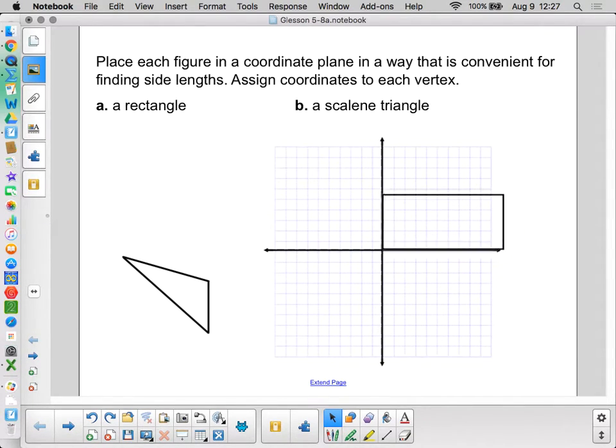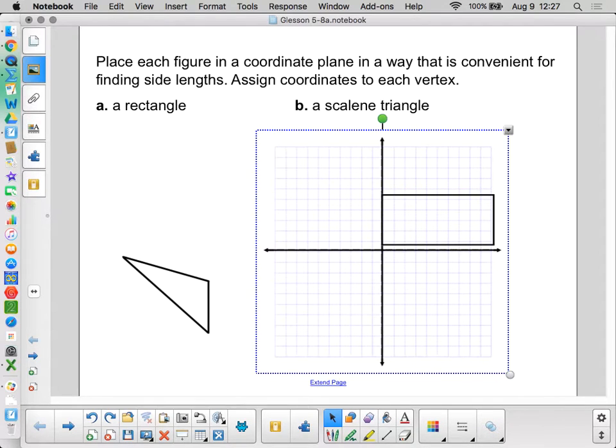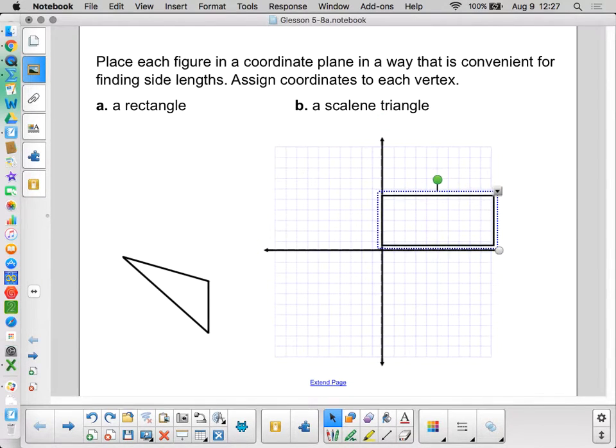The best way of placing the rectangle probably is to make it so two of the sides are right on the axis. Now my rectangle isn't perfect to a particular length, so I'm going to try to shrink it down here so it fits a little bit better. There we go. There's a nice little 10 by 4 rectangle.